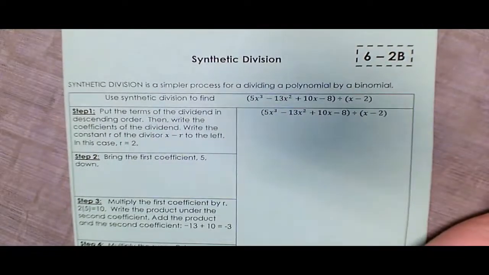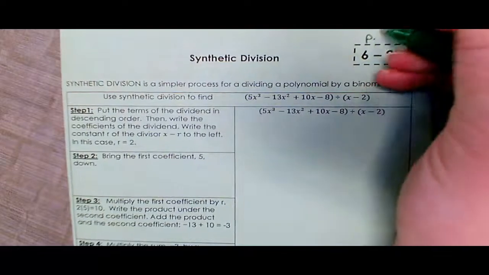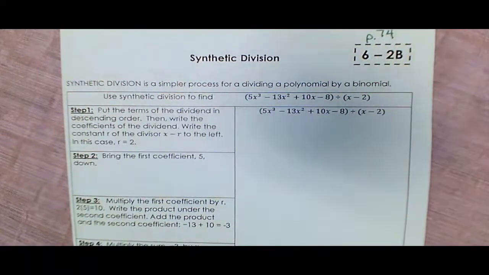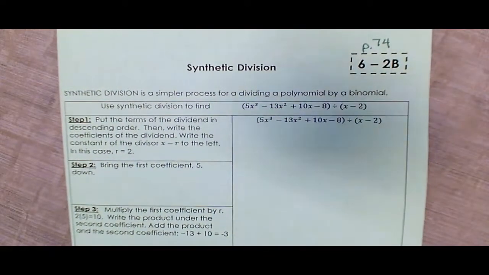So today we're going to learn something called synthetic division. Synthetic, kind of like a synthetic fabric. It's not quite the real thing, but it still works. So synthetic division, these notes are going to go on page 74 whenever we're finished. Synthetic division is a simpler process for dividing a polynomial by a binomial.